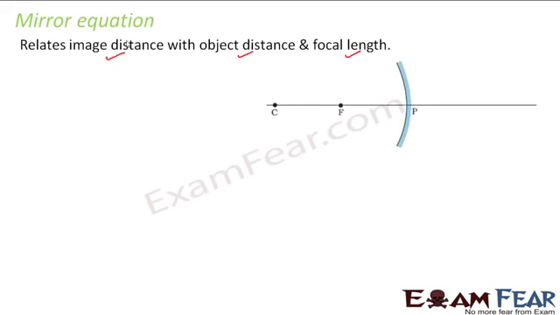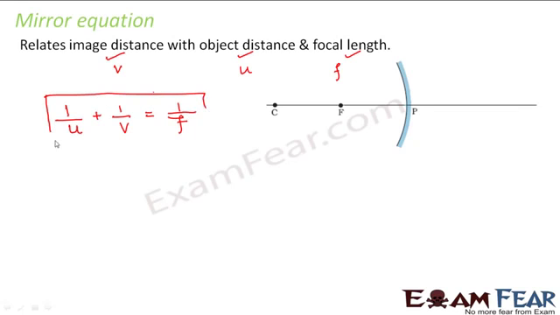Now, as a matter of convention, we denote image distance by V, object distance by U and focal length by F, right? So what is my mirror equation? Mirror equation goes something like this. It says that 1 by U plus 1 by V is equal to 1 by F. So this is the mirror equation which relates the image distance with object distance and focal length.